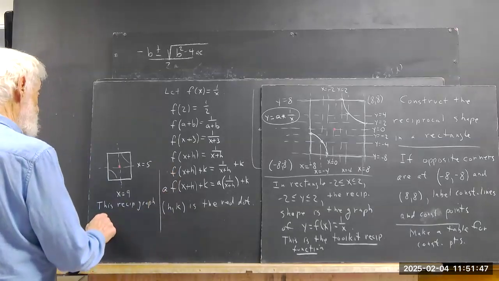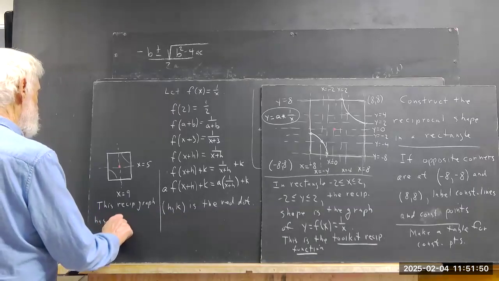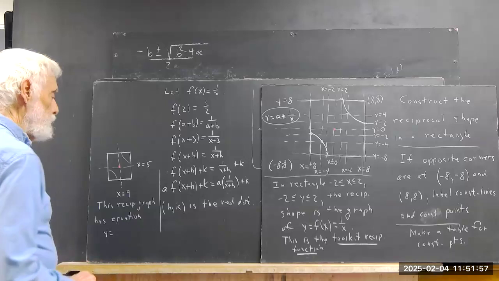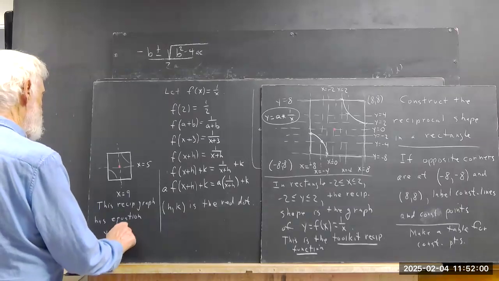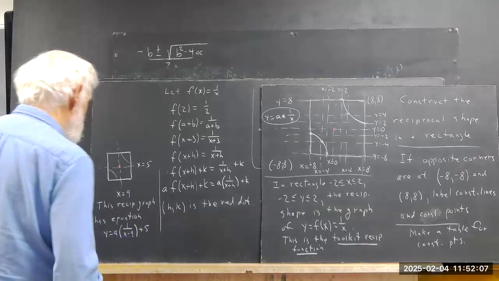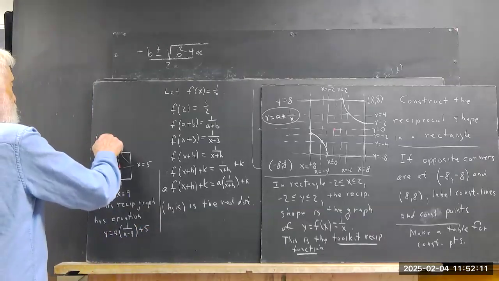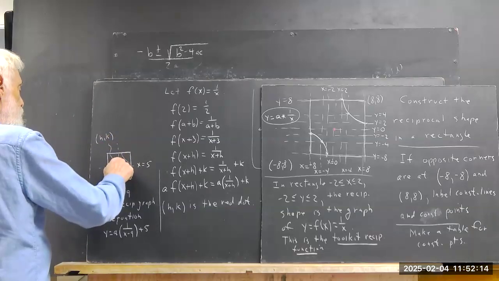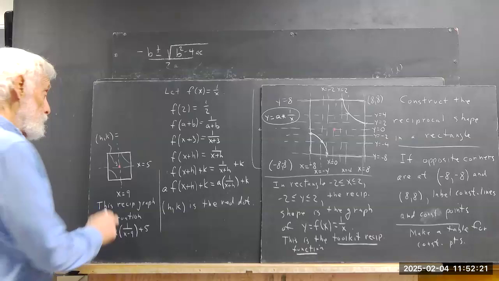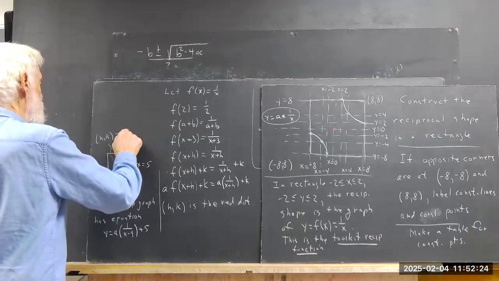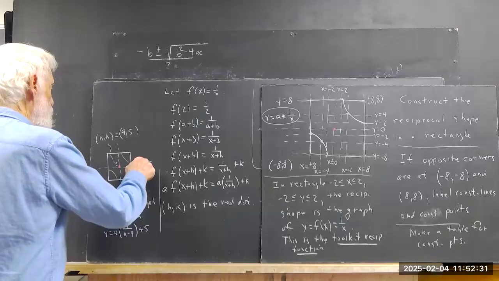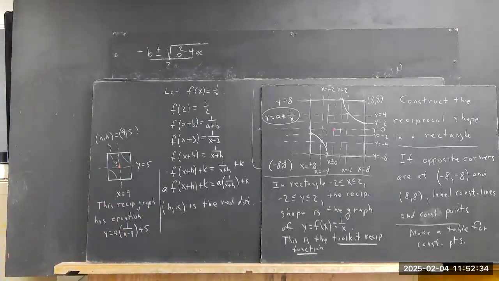This reciprocal graph has the equation y equals a times 1 over x minus 9 plus 5, because HK is the coordinate representation of this point, right? And the coordinate is 9, 5. Oh, this is not x equals 5, it's y equals 5. But anyhow, we know that. Okay? Make sense?